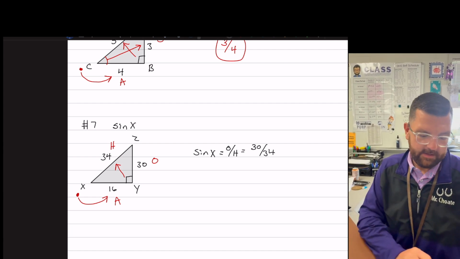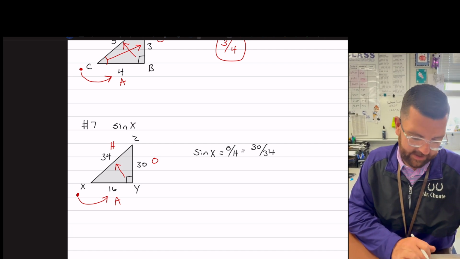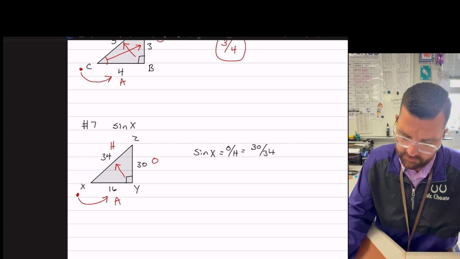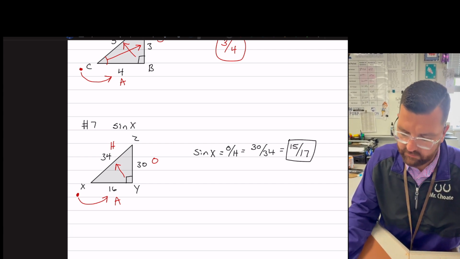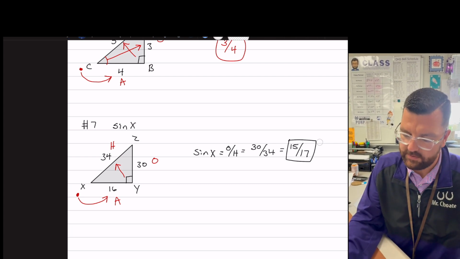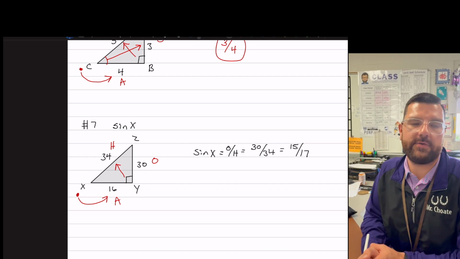I can take my calculator and type in 30 divided by 34, math, enter, enter, and I end up with 15 over 17, and there's my answer. That's not true, Mr. Choate. 15 over 17 is the correct ratio. Yes, 100% is the correct ratio.